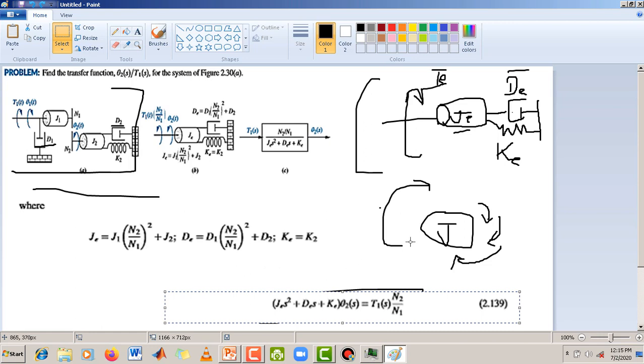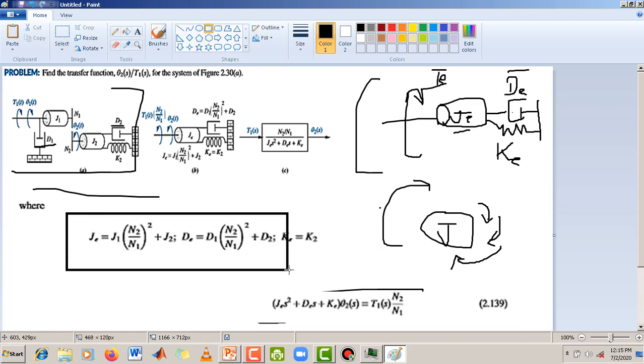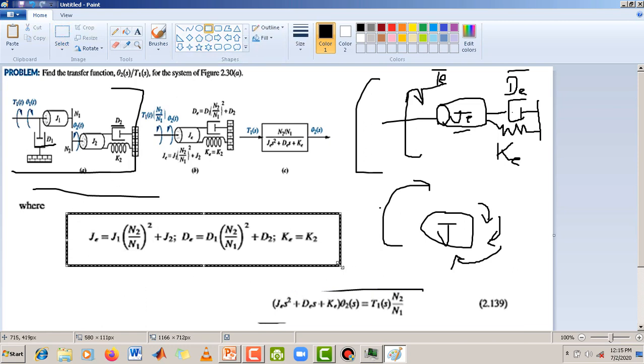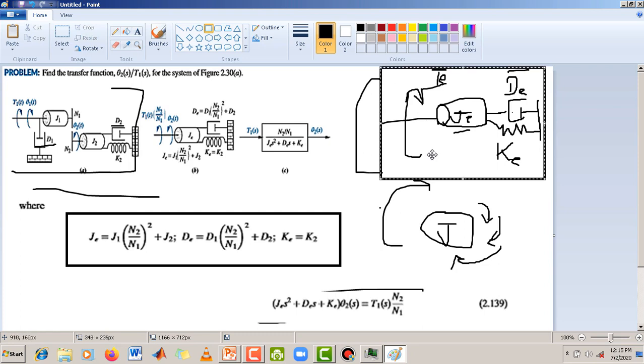So the first thing for you is to solve any rotational system. I will repeat it again. The first step is that you have to write down the equivalent of all these variables and convert your big system into one system, something like this. And now you can easily write down the equation for the system, and the equation comes out to be this.